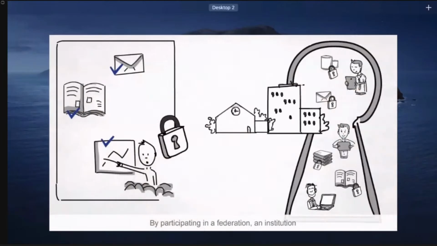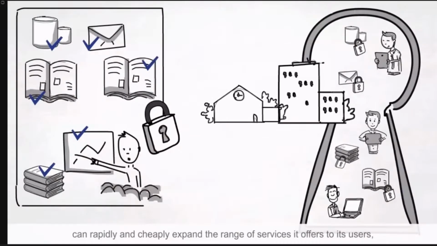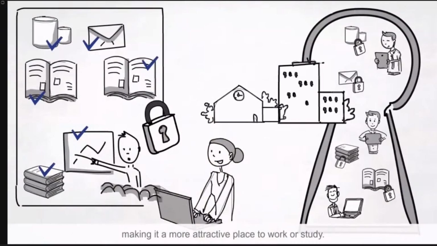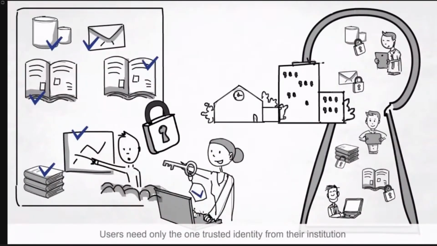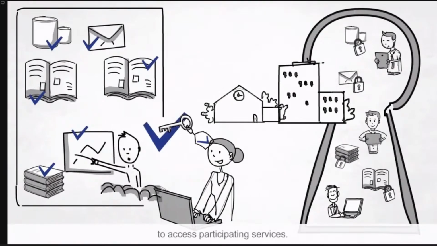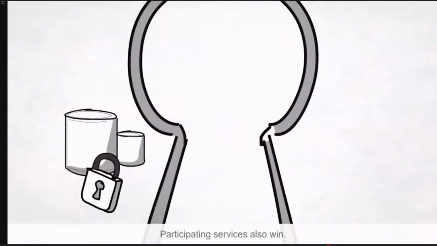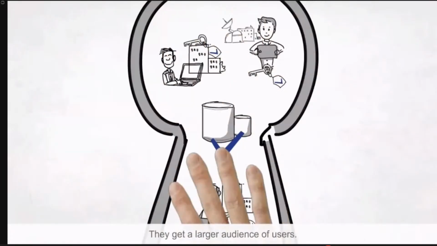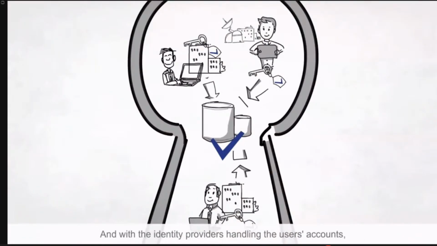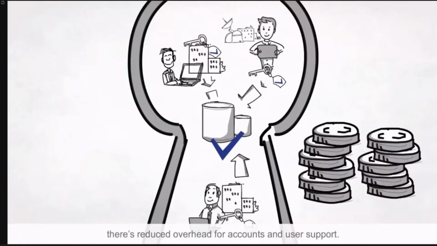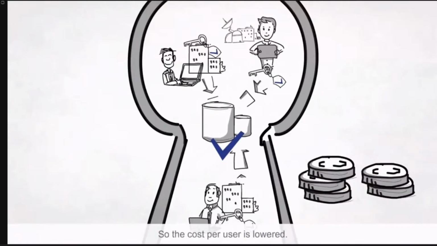By participating in a federation, an institution can rapidly and cheaply expand the range of services it offers to its users, making it a more attractive place to work or study. Users need only the one trusted identity from their institution to access participating services. They can instantly start to work and collaborate. Participating services also win. They get a larger audience of users, and with the identity providers handling the users' accounts, there's reduced overhead for accounts and user support, so the cost per user is lowered.